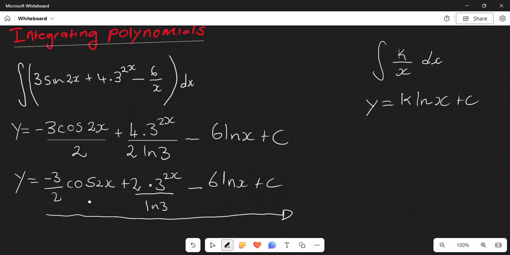This is how you solve it, guys. As you can see, it has 3 terms to which we apply different rules when it comes to integrating. So guys, don't get confused. Make sure that you pay attention to such things.